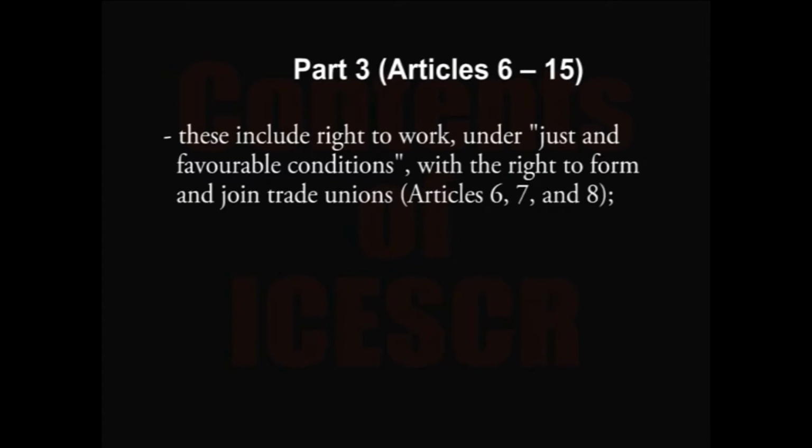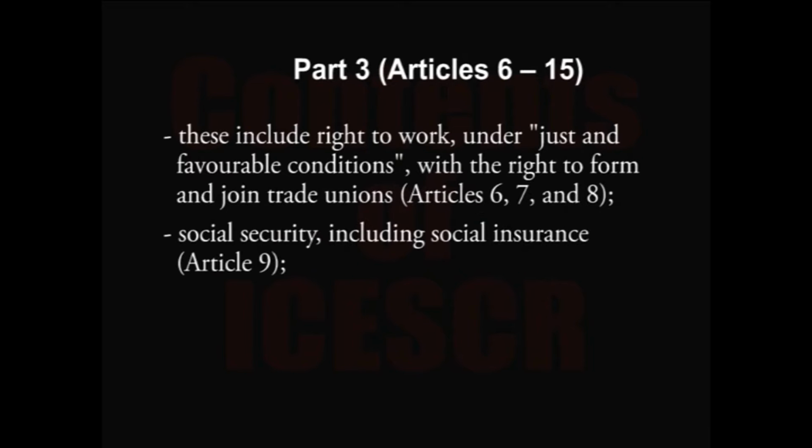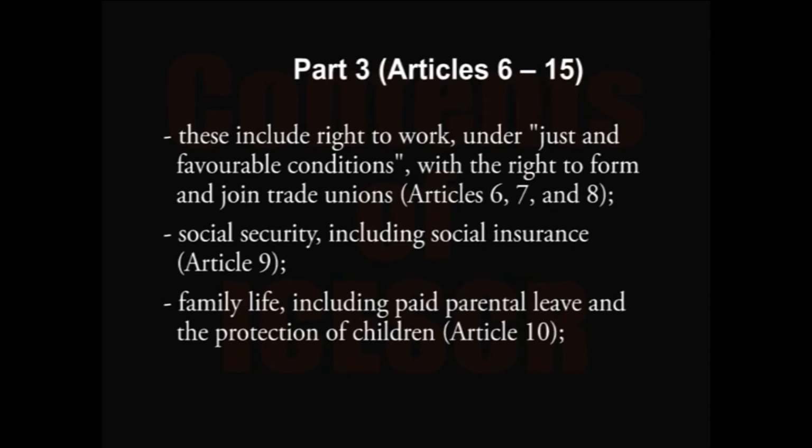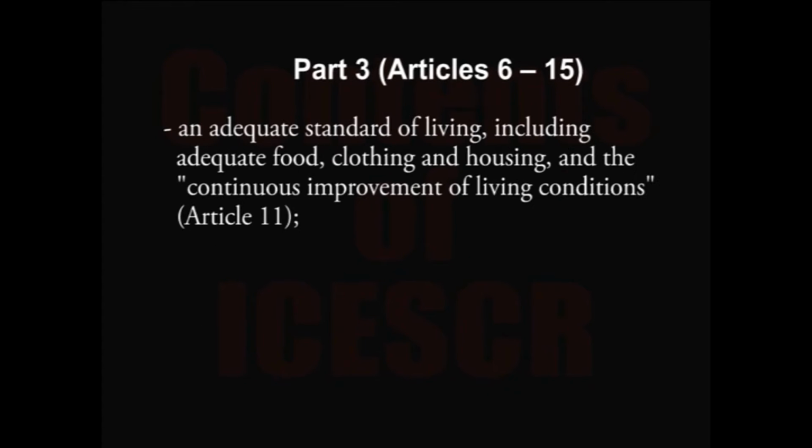Part 3, Articles 6 to 15 list the rights themselves. These include the right to work under just and favorable conditions, with the right to form and join trade unions, social security including social insurance, family life including paid parental leave and the protection of children, an adequate standard of living including adequate food, clothing and housing, and the continuous improvement of living conditions.